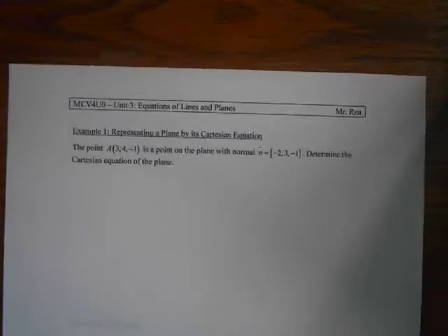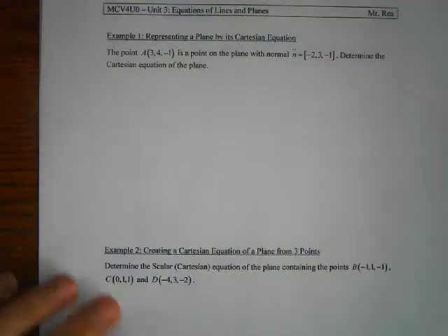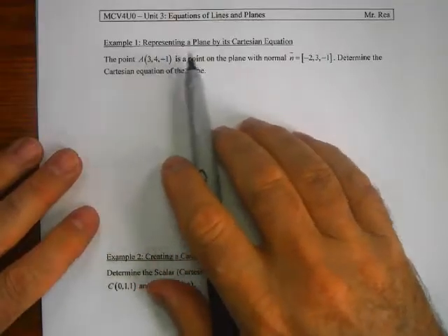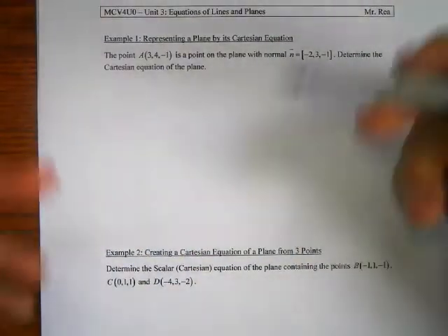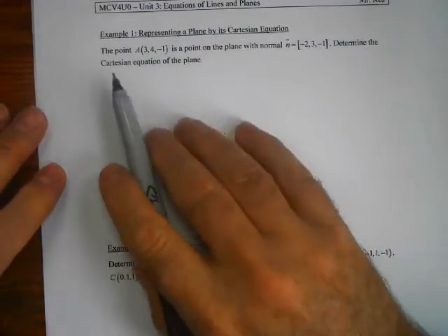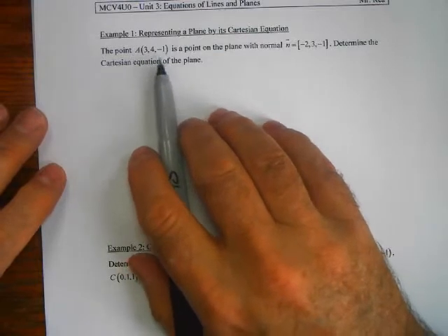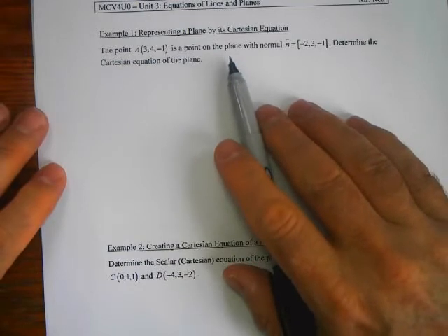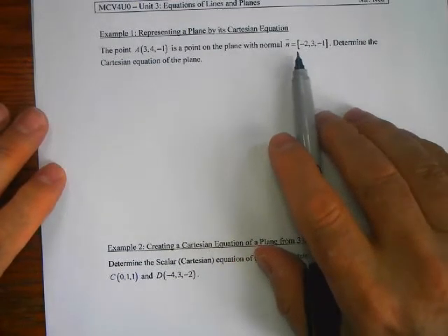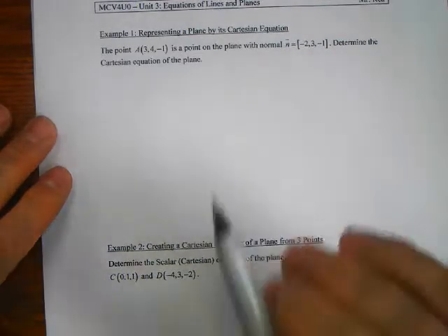So let's do some typical questions around Cartesian equations of planes. We're going to represent a plane by its Cartesian equation. In other words, here's some information. What's the plane's Cartesian equation? In this case, we have a point A with coordinates (3, 4, 1). Notice I've got the round brackets. That tells you it's a point. And the plane has a normal (-2, 3, -1). Determine the Cartesian equation of the plane.